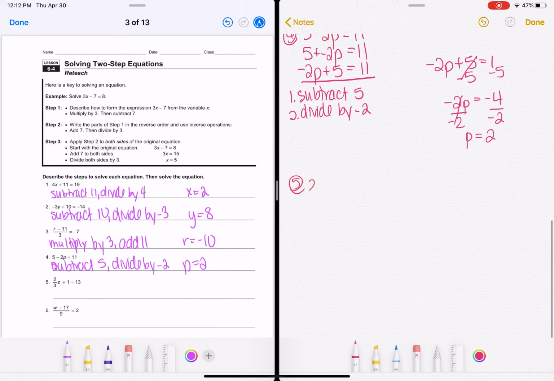Number 5, I have 2/3 z plus 1 equals 13. Step 1 is going to be subtract 1 from both sides. Step 2 is, since we have a fraction, to undo the multiplication is dividing, but when we have a fraction, if we multiply by the reciprocal, that's the same thing as dividing by that fraction. So we're going to multiply by 3/2, which is the reciprocal.